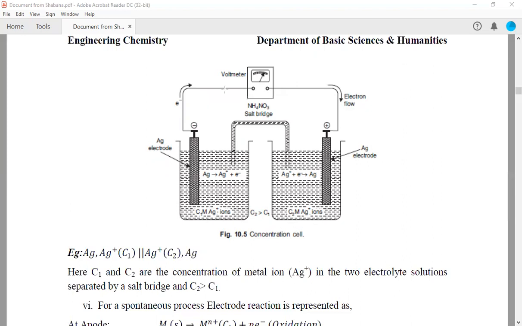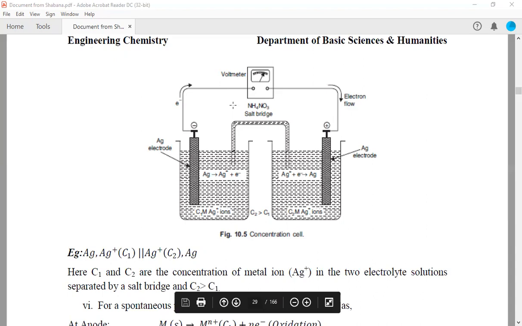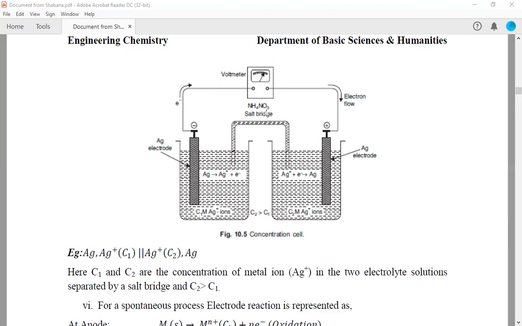It is connected to the voltmeter, and the left electrode, which is present in the left half cell, acts as an anode. The right electrode, which is present in the right half cell, is connected to the positive terminal of the battery and acts as a cathode, whereas the left half cell electrode is connected to the negative terminal of the battery. And between these two, a salt bridge is connected. In the salt bridge, ammonium nitrate is taken.